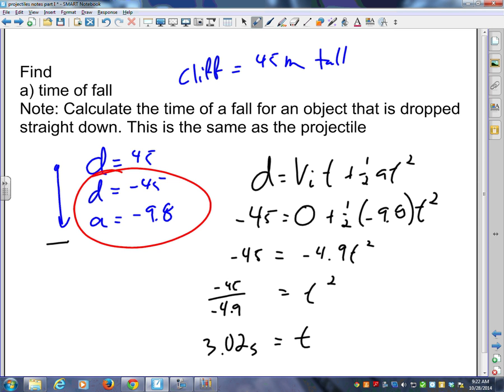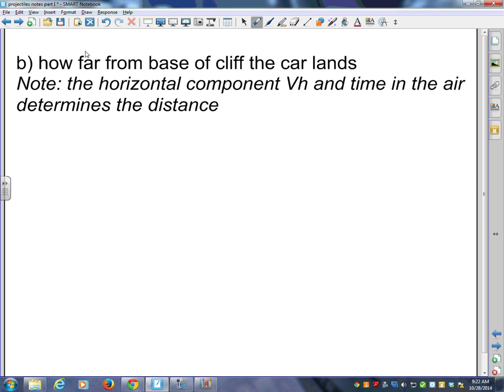Is it any different than if I just dropped it off a cliff like we did back in Unit 1? No, really it's not. But the question is, how far from the base of the cliff will the car land? Because if they're going to put some kind of device to make the car blow up extra special, they'd probably put it in the car. They wouldn't put it on the ground. But they want to know where it's going to land, right? They want to have their camera set in the right spot or something like that. How far from the base of the cliff will the car land?